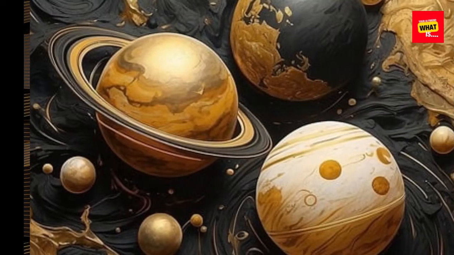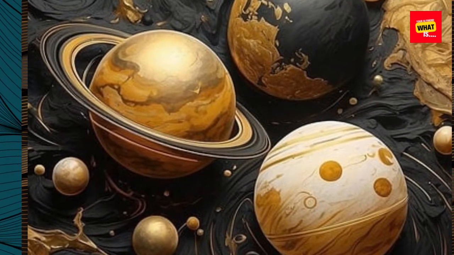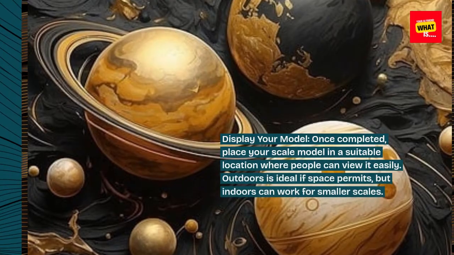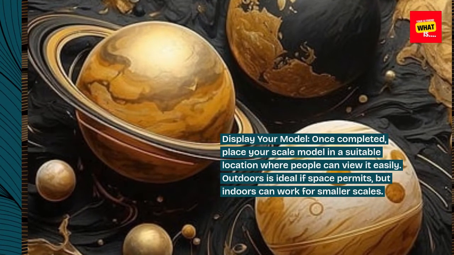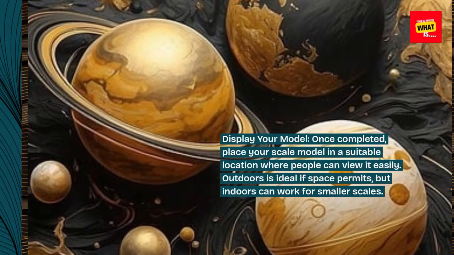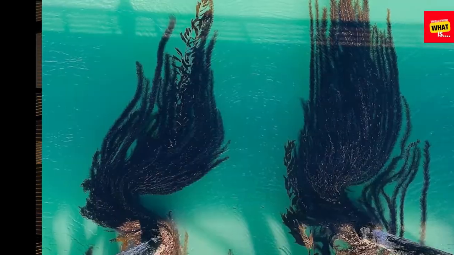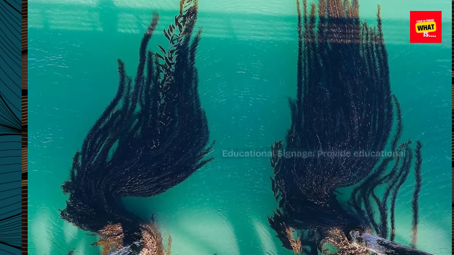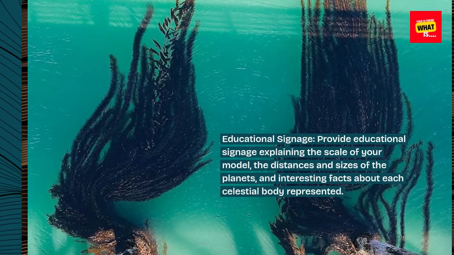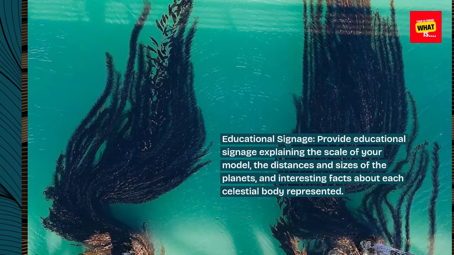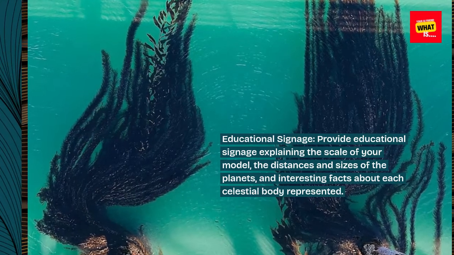Display and explanation. Display your model. Once completed, place your scale model in a suitable location where people can view it easily. Outdoors is ideal if space permits, but indoors can work for smaller scales. Educational signage. Provide educational signage explaining the scale of your model, the distances and sizes of the planets, and interesting facts about each celestial body represented.